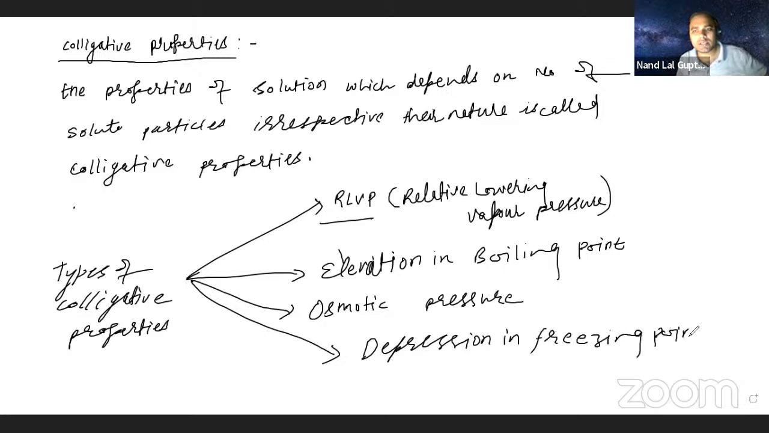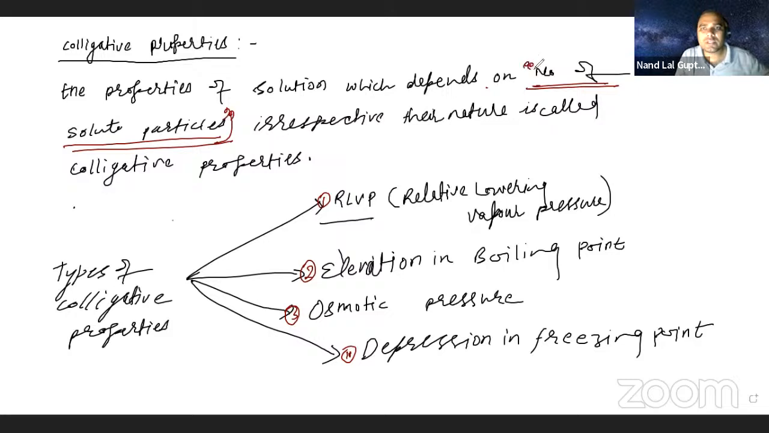So these are the 4 points we wrote: relative lowering vapor pressure, elevation in boiling point, depression in freezing point, osmotic pressure. These all depend on what? Depending on number of solute particles. So since they depend on number of solute particles, therefore they are known as what? Colligative properties. Okay. Let's come back to the slide for 1 minute and check these slides.